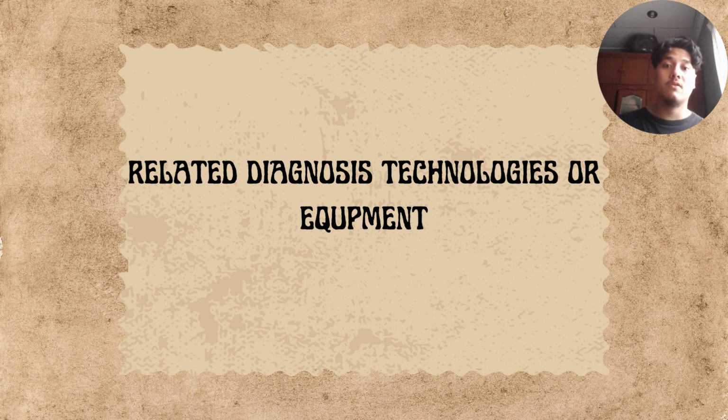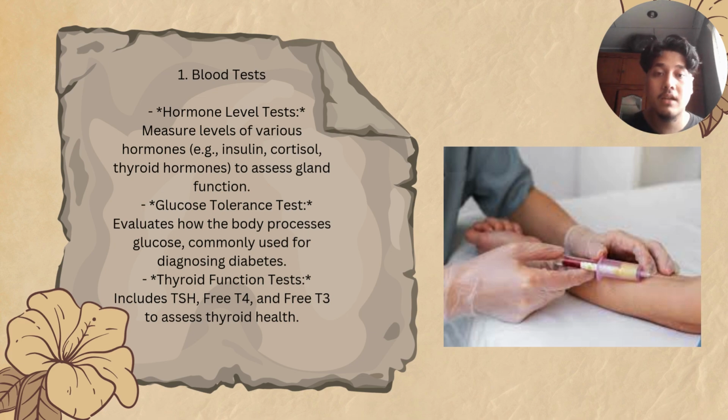Related diagnosis technologies or equipment. Number one is blood test. A blood test has three kinds of tests. First, the hormone level test measures levels of various hormones, such as insulin, cortisol, and thyroid hormones, to assess gland function. Second is the glucose tolerance test. It evaluates how the body processes glucose, commonly used for diagnosing diabetes. And last but not least, the thyroid function test includes TSH, free T4, and free T3 to assess thyroid health.